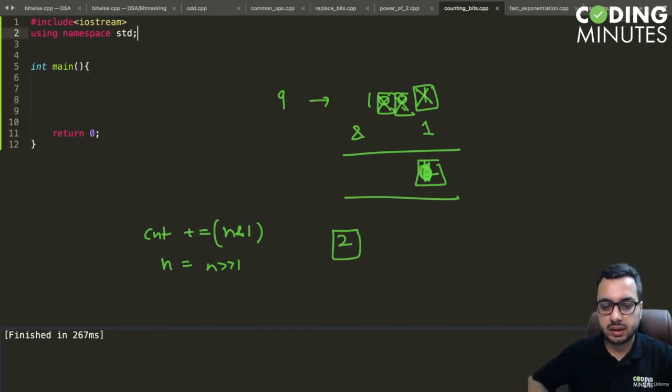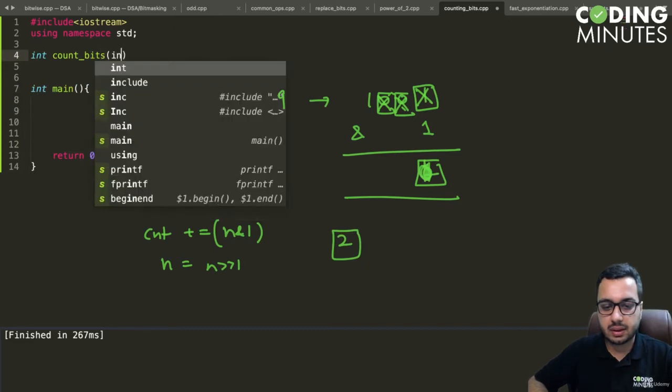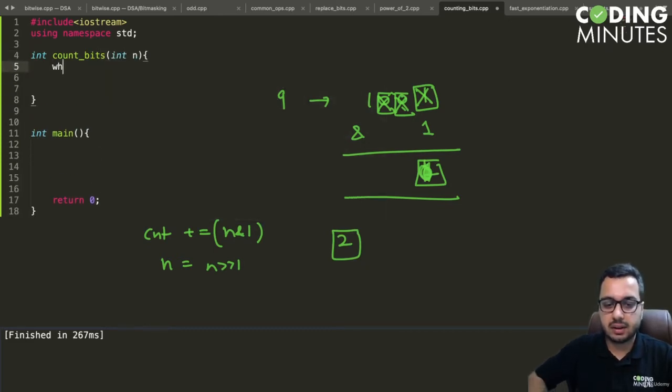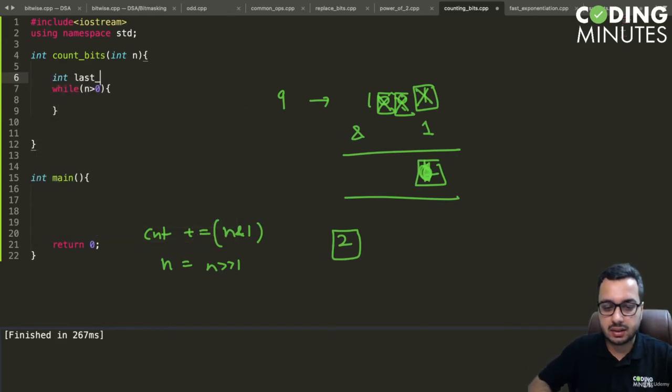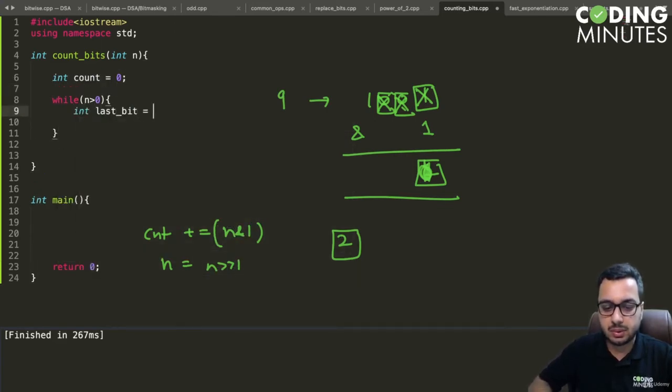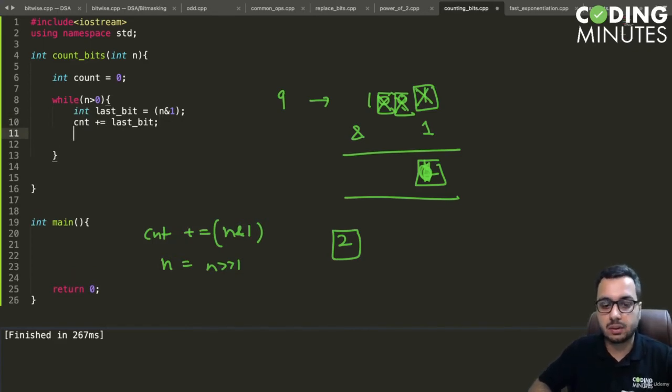Okay, so this is what we can do. So I can write a function countBits, I get the number n, and here I can say while n is greater than 0, every time find out the last bit. So I can say int count that is 0, and here I can find out the last bit. So last bit is nothing but n and 1, and I can say count plus equals last bit. If it is 1, count will change by 1. If it is 0, count will not change. And then we do n equals n right shift 1, and from here we can return the count.